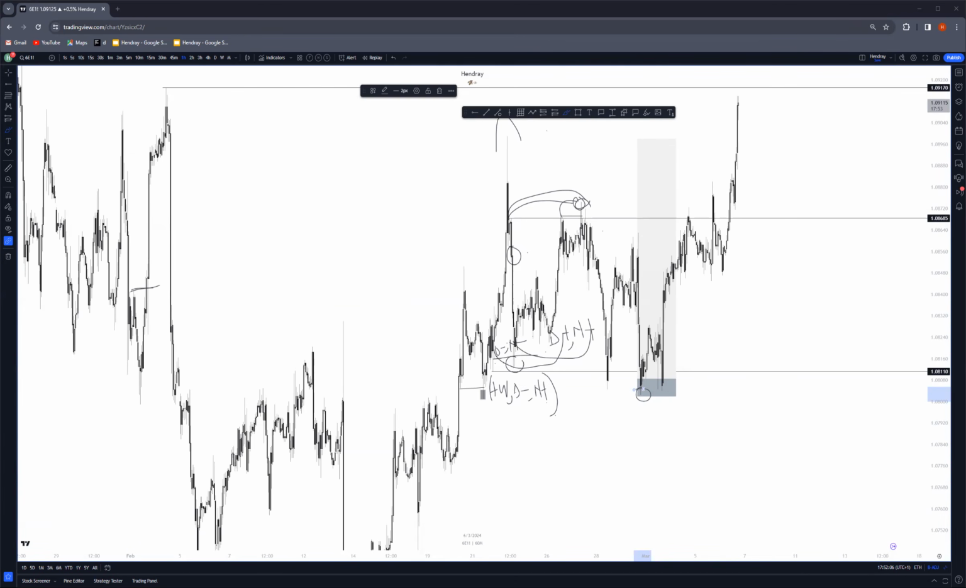I don't know why it's not loading. Okay, maybe I'll show that later. My Twitter page is not loading. All right, so that's basically it.